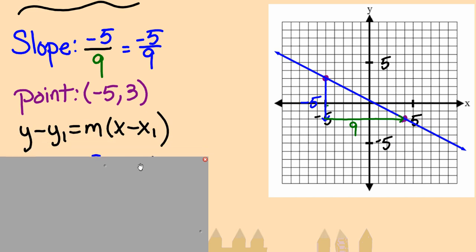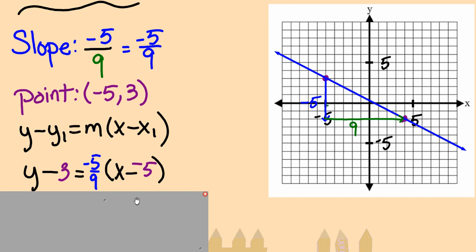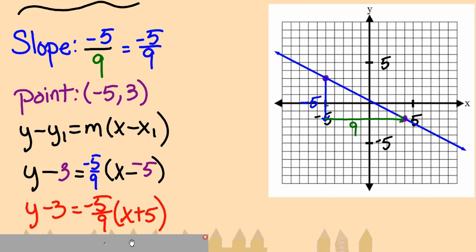If I'd like to use the point negative 5, 3 as the reference for my equation, if I substitute them into the point-slope format, I would end up with y minus 3 is equal to negative 5/9 times the quantity of x minus a negative 5. Well, again, subtracting a negative is a positive, so you want to make sure your equation reflects that. So this would be our correct format: y minus 3 is equal to negative 5/9 times the quantity x plus 5.